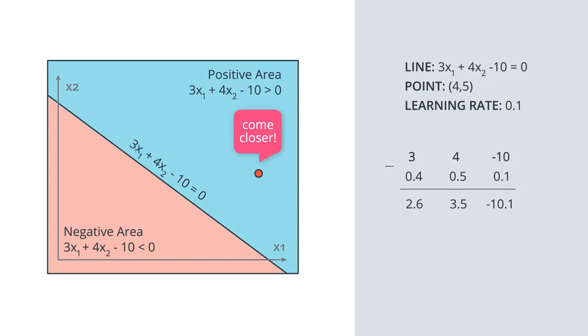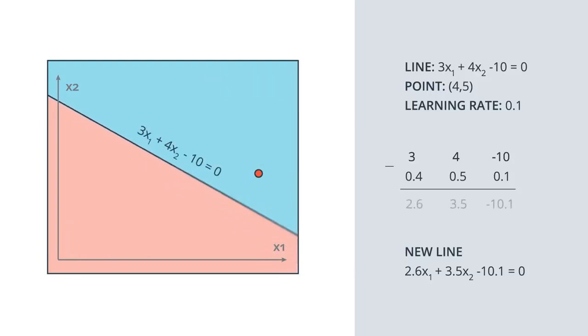This means we'll be subtracting 0.4, 0.5, and 0.1 from the equation of the line, obtaining a new equation of 2.6x1 plus 3.5x2 minus 10.1 equals 0. This new line will actually move closer to the point.